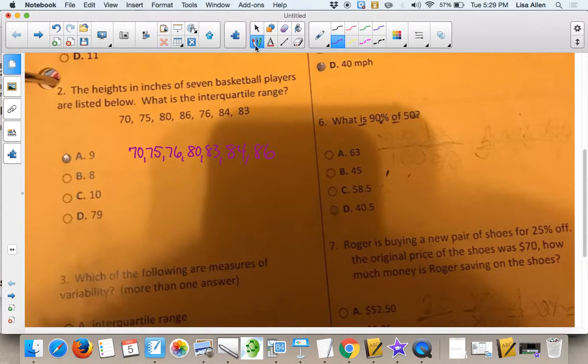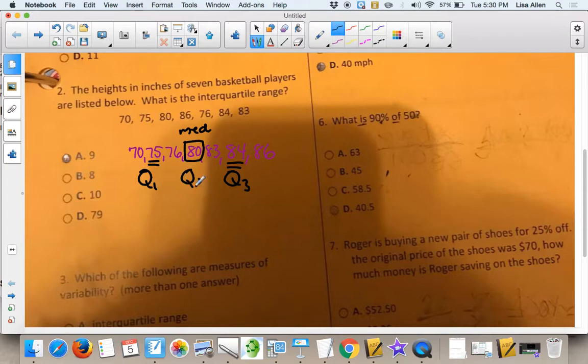Okay, so then what I have to do is look at how many data pieces I have. I have 1, 2, 3, 4, 5, 6, 7. So 80 is the middle, right? So that's going to be your median. All right, so if I look at this, then I've got 75 and 84 are the middle of the 2 wings. So this is going to be quartile 1, and this is going to be quartile 3. Remember that quartile 2 is really just the median.